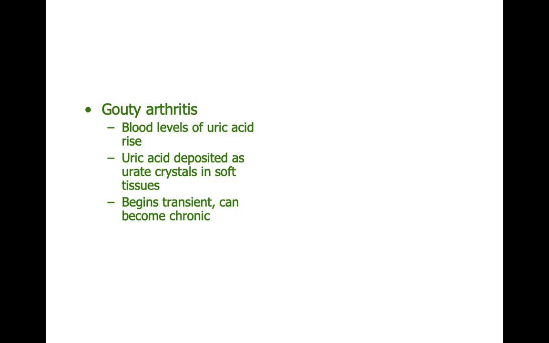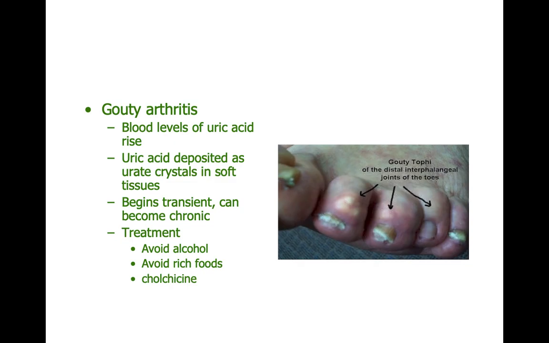One of the major causes of gouty arthritis is eating very, very rich food. Organ meat, for example, can be considered this. Drinking alcohol. So the main treatment for someone with gouty arthritis is to avoid alcohol, avoid rich foods, and a medication called colchicine. Colchicine works to remove uric acid from the body. You'll notice if you look at this individual's feet, and I realize they're kind of grody looking, but those white things that you're seeing are in fact crystals of uric acid.